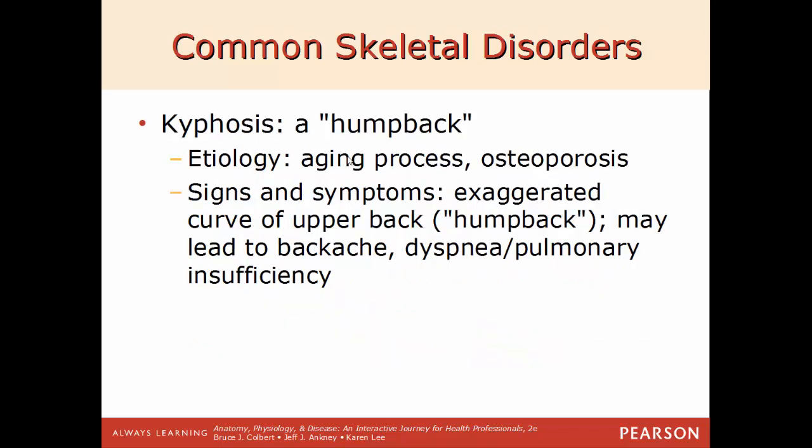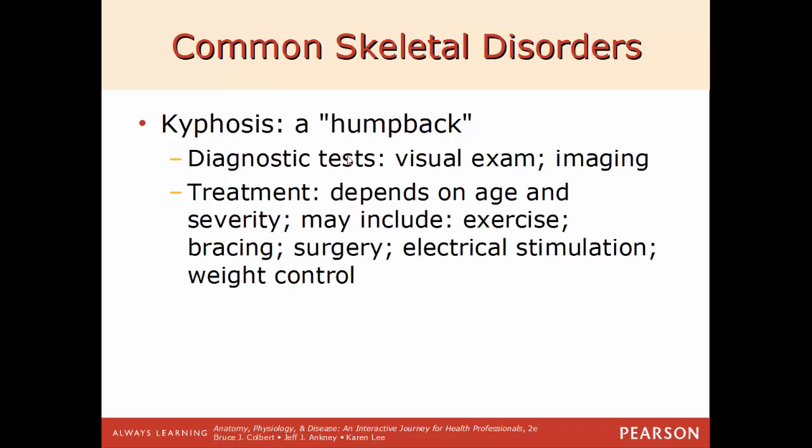Kyphosis, the hunchback or the humpback. The etiology is the aging process or osteoporosis. Signs and symptoms: the exaggerated curvature of the upper back, the humpback. Diagnostic tests: visual exam, imaging. Treatments will depend on the age and severity of the patient. It could include exercise, electrical stimulation, bracing, surgical repair, weight control. It just really depends on the person and how severe.